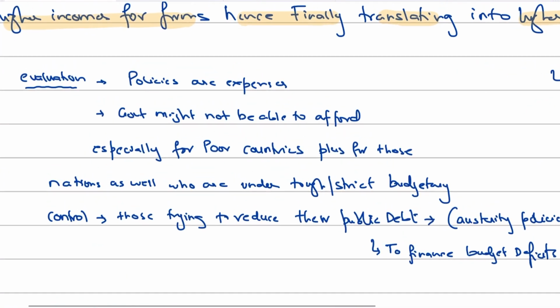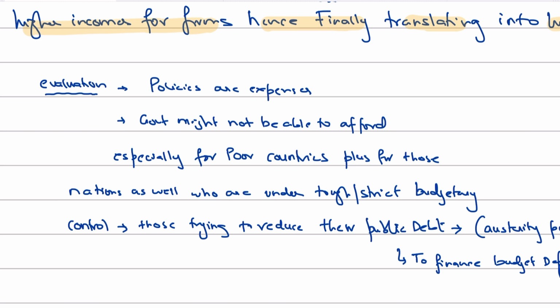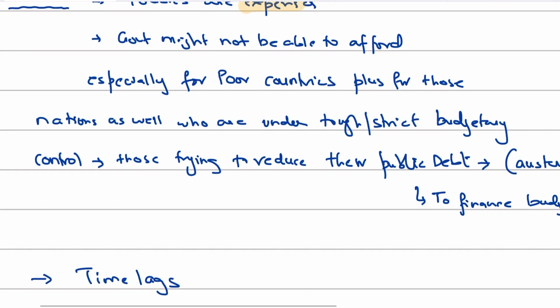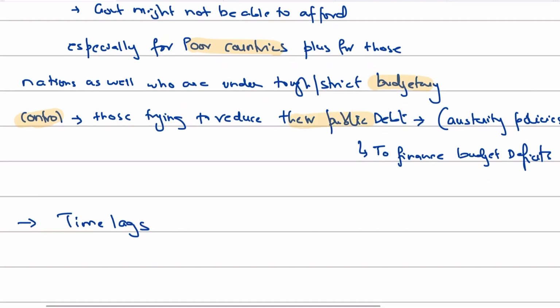But the evaluation is that these policies, such as spending on healthcare, education and training, are number one expensive and put huge strain on the government finances. Also, a lot of governments might not be able to afford them, especially the governments of poor countries, because some of these countries are on very tight and strict budgetary controls, because maybe they are trying to reduce their public debt. We know that when government spends more, it results in budget deficits, and budget deficits mean that the government needs to finance them by borrowing, and borrowing results in public debt.